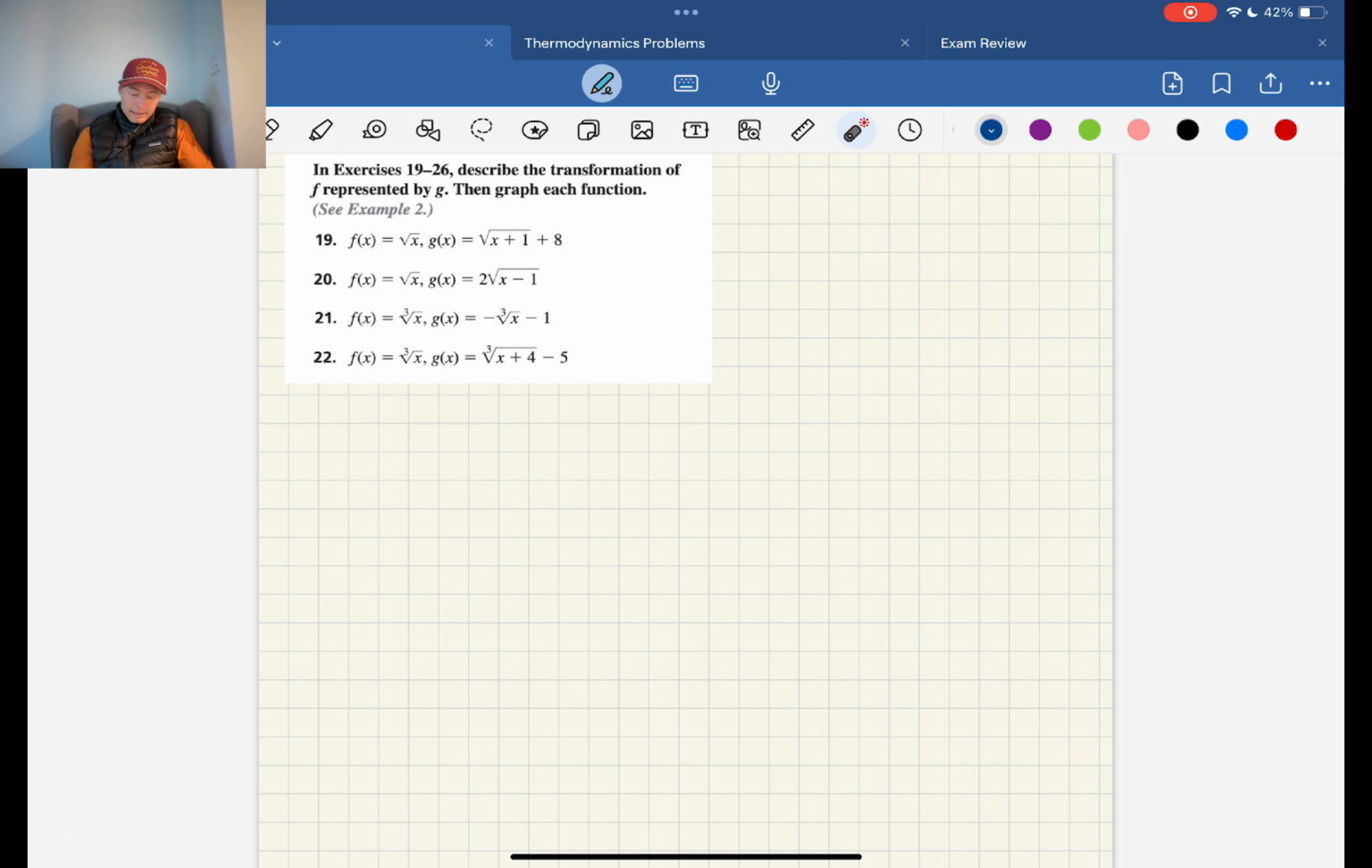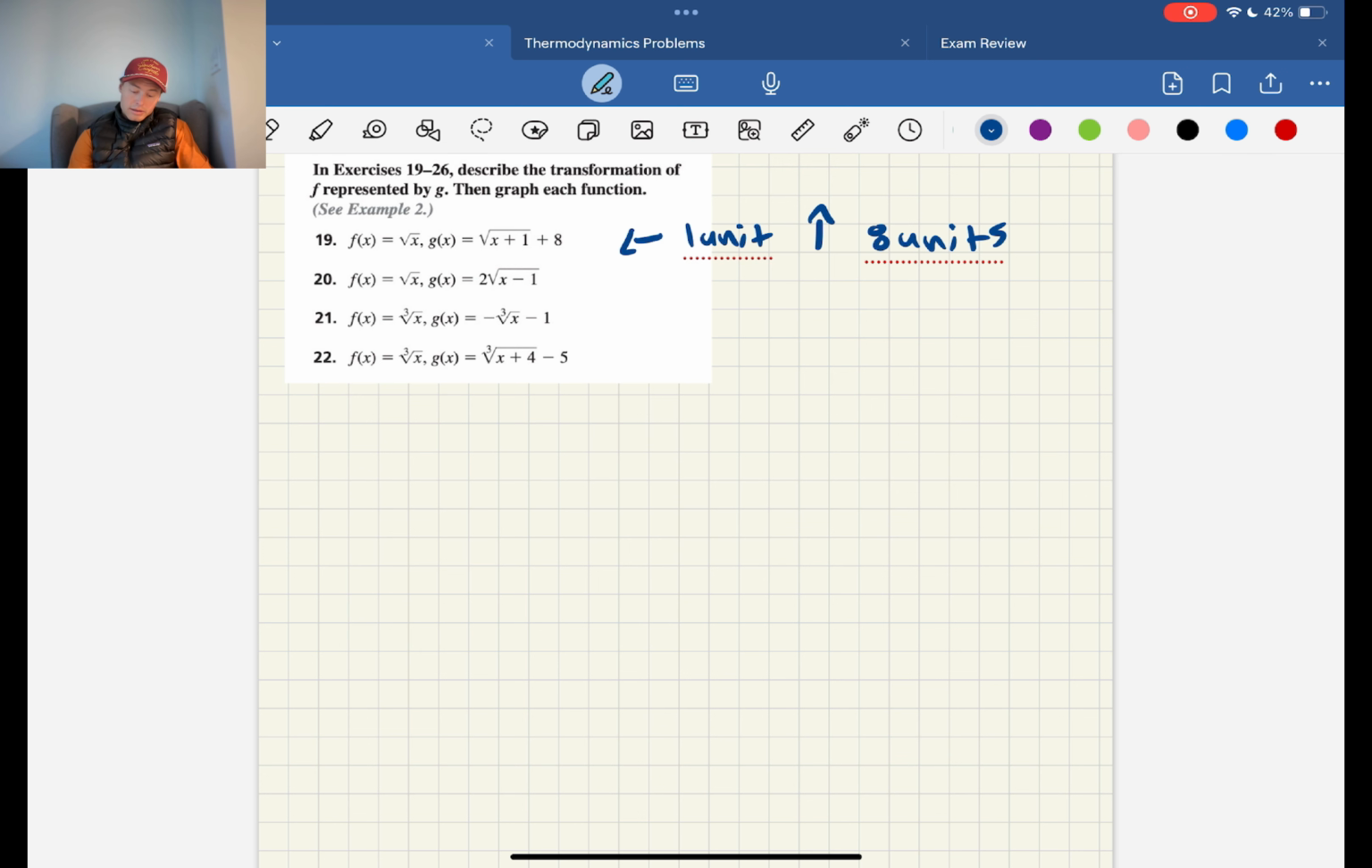So on 19, we took the parent function square root x, and we turned it into square root x plus 1 plus 8. Okay, so what did we do? We shifted it left by 1 unit and up by 8 units. Okay, the left by 1 unit is because of the plus 1 inside the square root, and the up by 8 units is because of the plus 8 outside of the square root. All right. I'll do the graphing after we talk about the transformation for each.